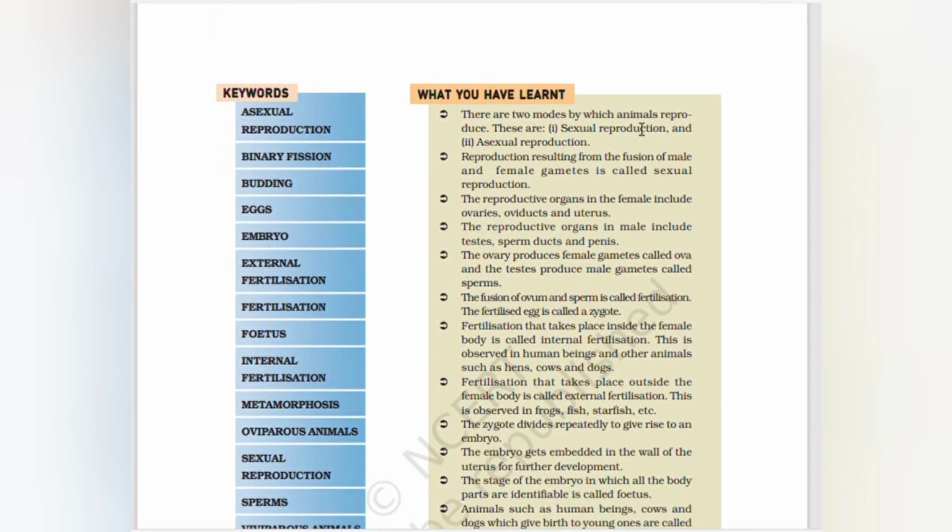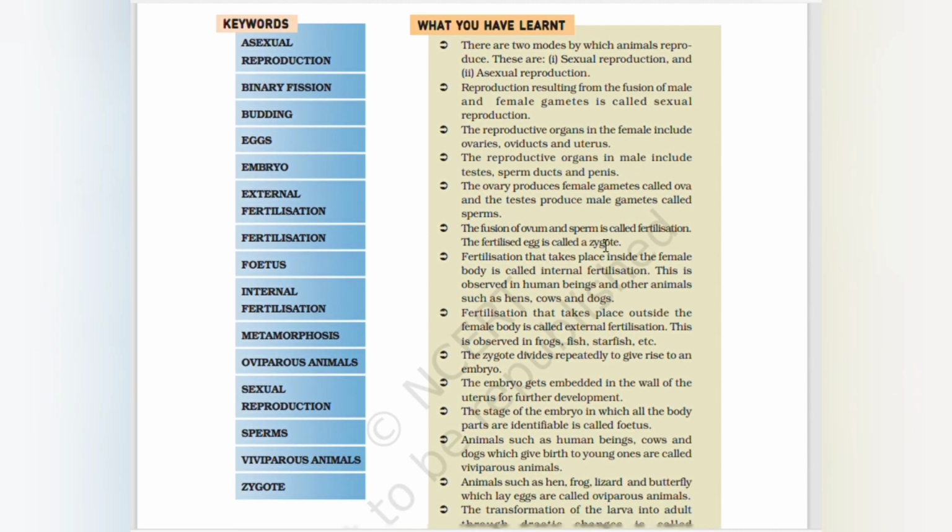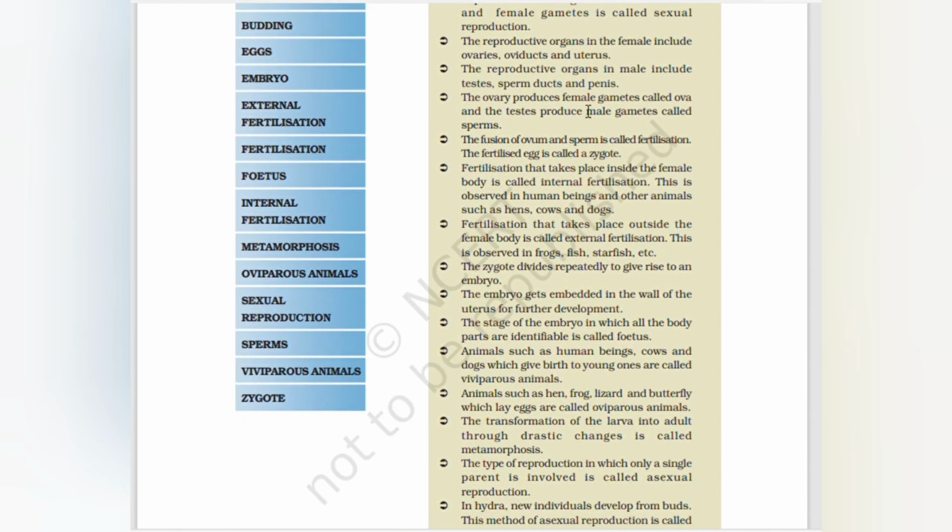What have you learned? There are two modes by which animals reproduce: sexual reproduction and asexual reproduction. Reproduction resulting from the fusion of male and female gametes is called sexual reproduction. Reproductive organs in the female include ovaries, oviducts, and uterus. Reproductive organs in the male include testes, sperm ducts, and penis. The ovary produces female gametes called ova. Testes produce male gametes called sperms. Fusion of ovum and sperm is called fertilization. The fertilized egg is the zygote.